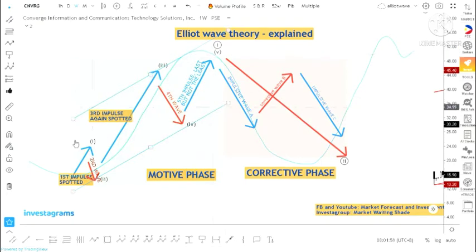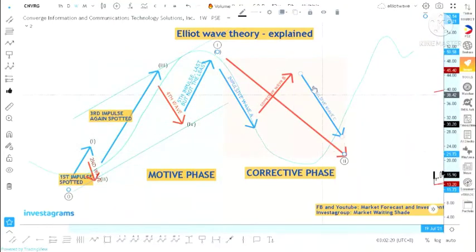And after the first motive phase, the market will undergo a corrective phase, which is composed of an impulsive wave A, corrective wave B, and then another impulsive wave C. This whole market is already comprised of a major wave 1, which is the motive phase, and the corrective phase, which is part of the bigger wave 2, and the trend continues, the market cycles.